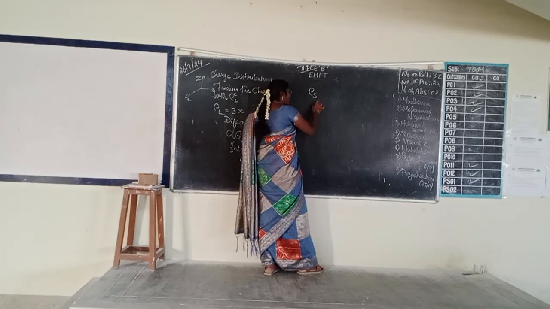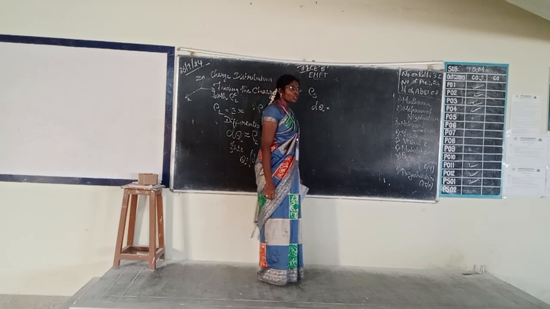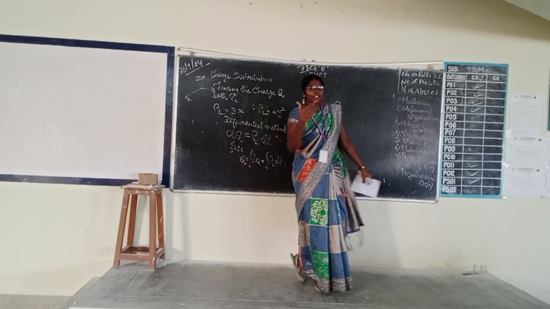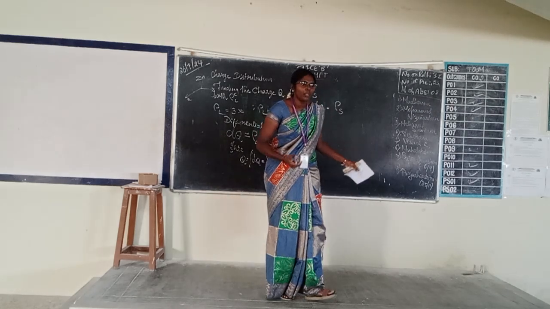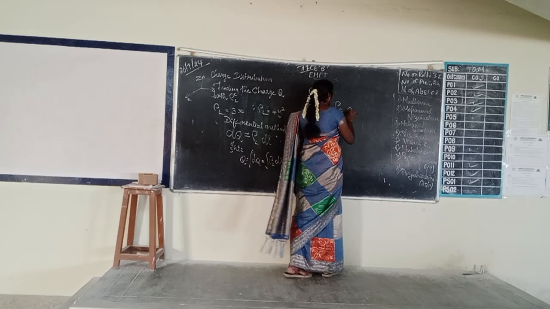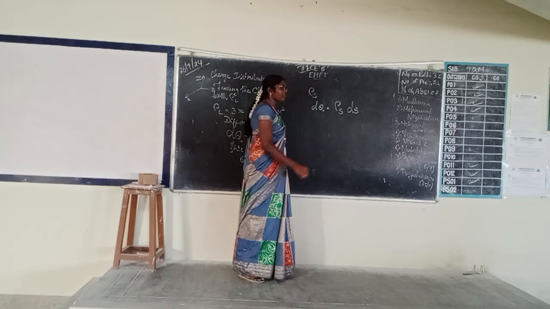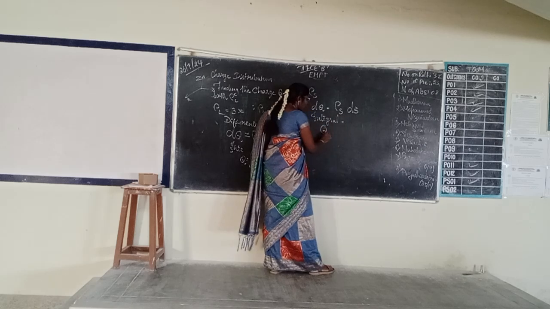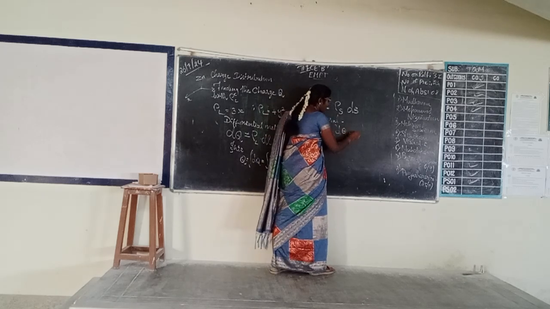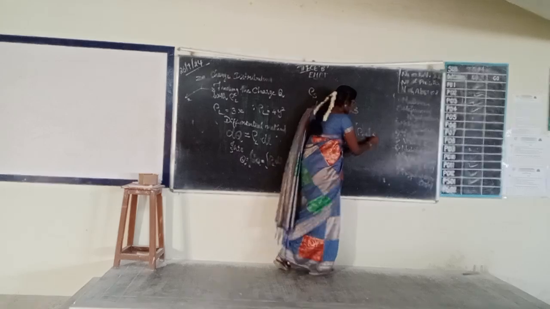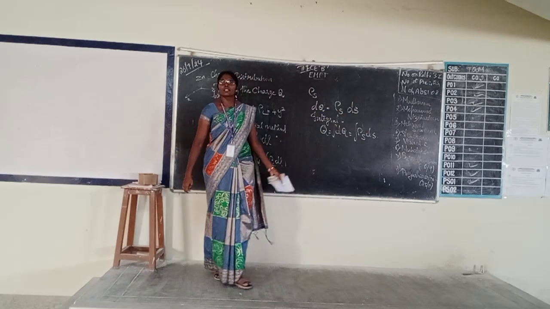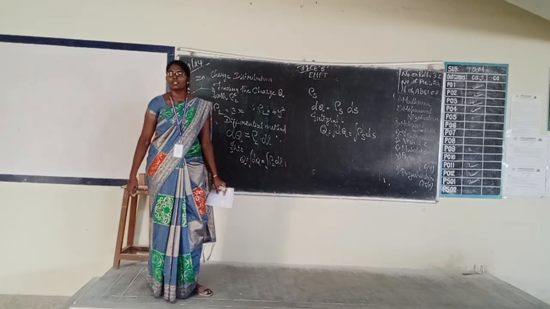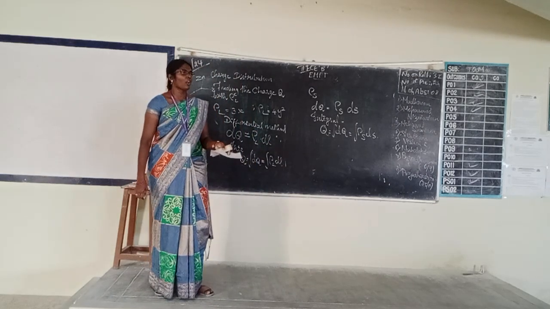Here also, the differential of charge dQ will be equal to rho S into the small length dl; in the surface case it will be dS. If I take the integral on both sides, I get Q, the integral of dQ, equal to the integral of rho S dS. This is the method to find the charge if we know the surface charge density. Clear? Can you follow me now?